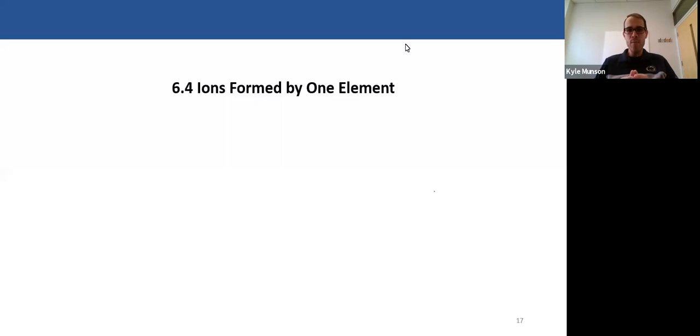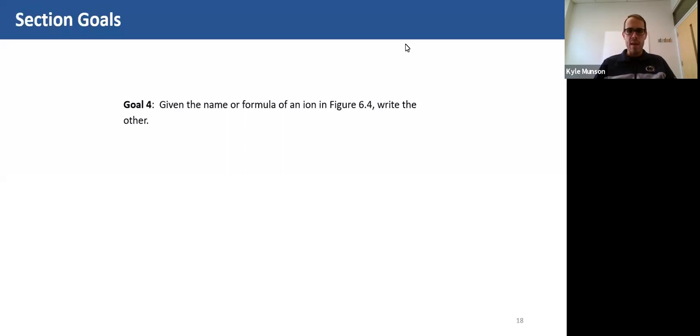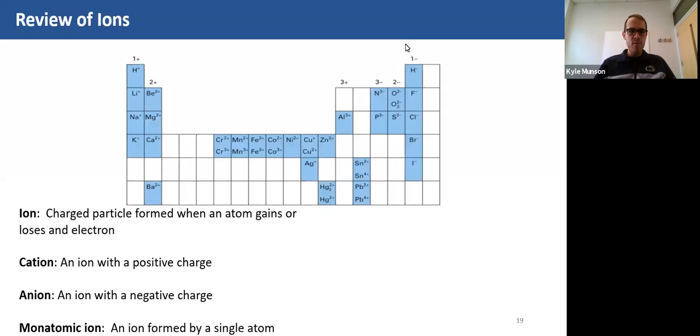All right, so in this video, we're going to be talking about ions formed by one element. Given the name or formula of an ion listed in the figure I'm going to show, write the other. And so here's the figure. These are the ions that we should be familiar with.